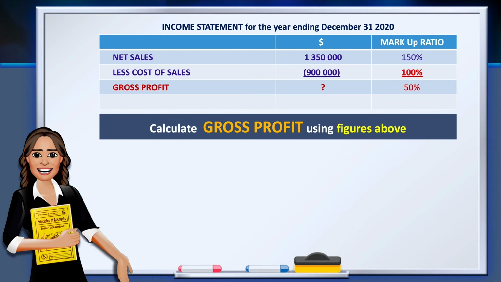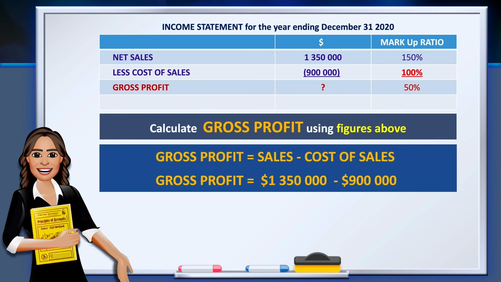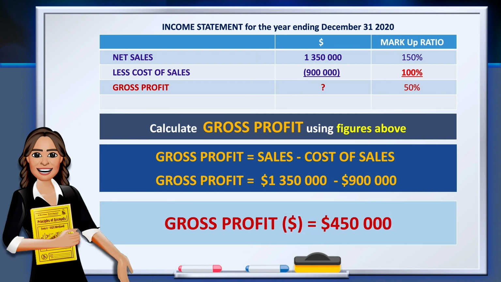Because we have our figures, we can now calculate our gross profit dollar amount, or monetary amount, using the figures above. Very simply, it's doing an income statement. You have your net sales figure, which is $1,350,000, less your $900,000, and that will give you your gross profit of $450,000. That is your monetary figure.